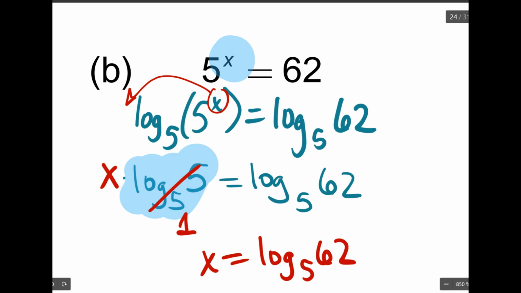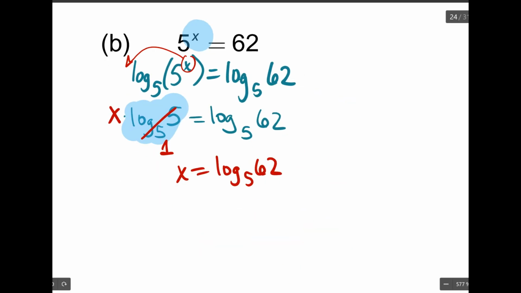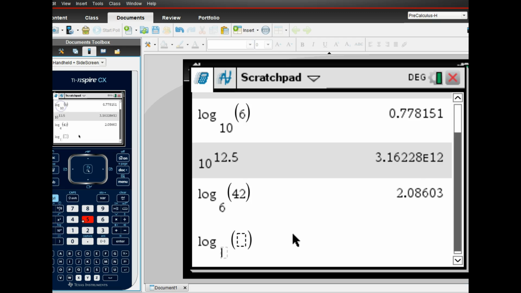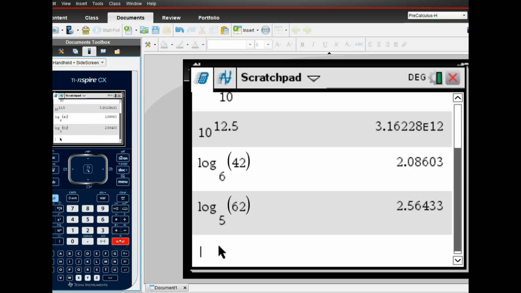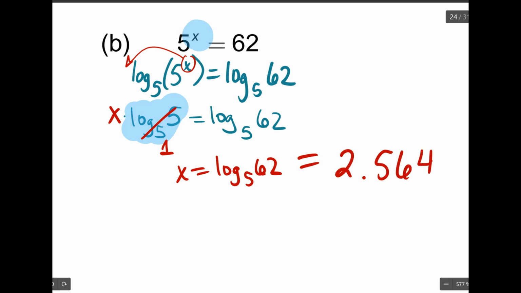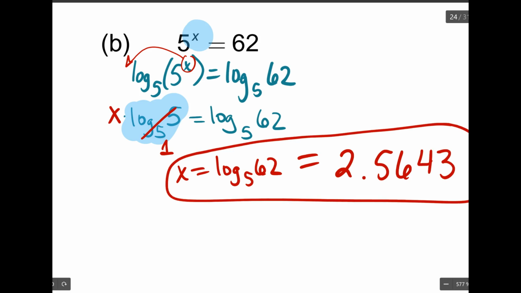Let's practice plugging that into our calculator again. Round to the nearest 10,000th place, what do we get? Alright, so let's practice plugging in. Log base 5 of 62. Push control, log base 5 of 62. Push enter. 2.5643. Exactly, because we went to the fourth. Yep. So 2.5643. Awesome.